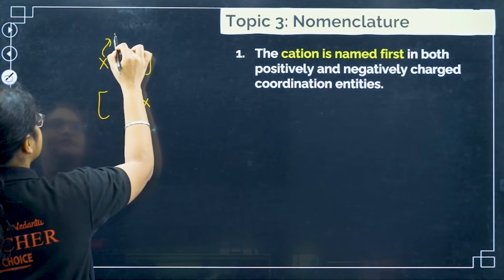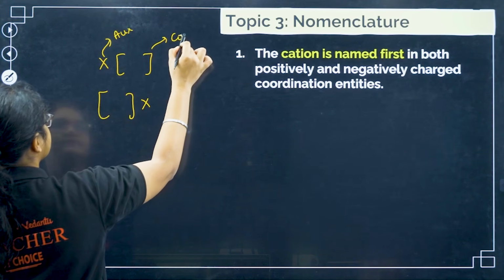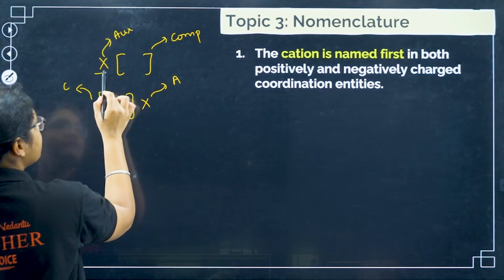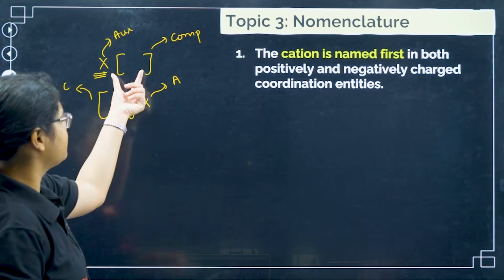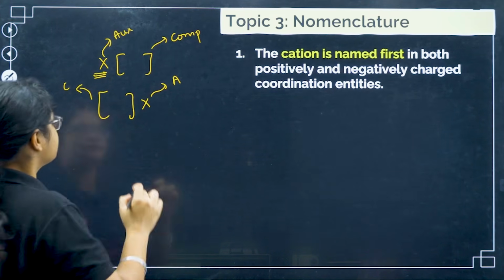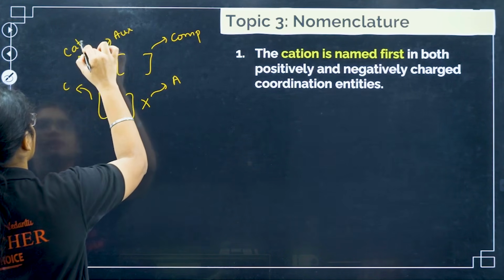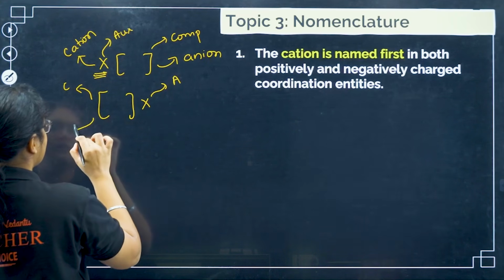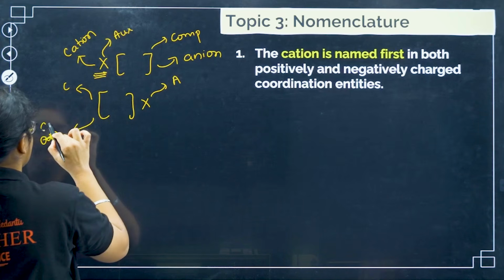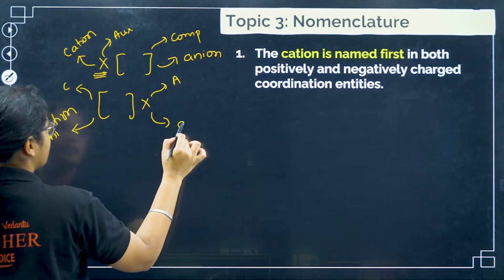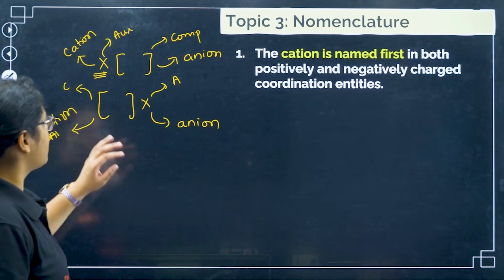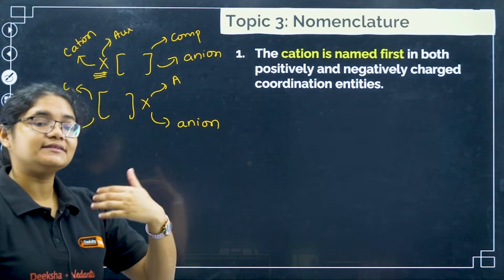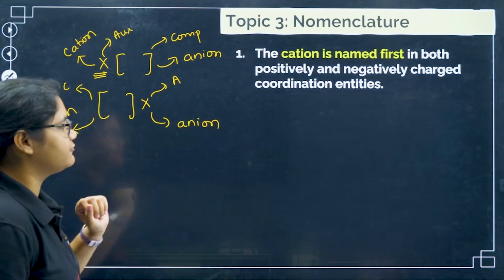In this one, this is the auxiliary ion and this is the complex. And here, this is the auxiliary ion and this is the complex, right? The one which is written first is the cation, the one which is written second is always the anion. So this is the cation, and this is the anion. Similarly here, this first one is the cation and this one is the anion. So when you name it, the first thing you have to name is the cation and the second thing you have to name is the anion. Okay, that's the first rule.